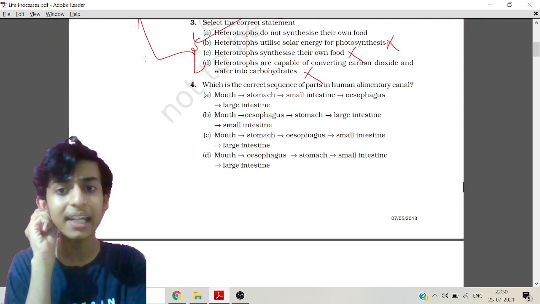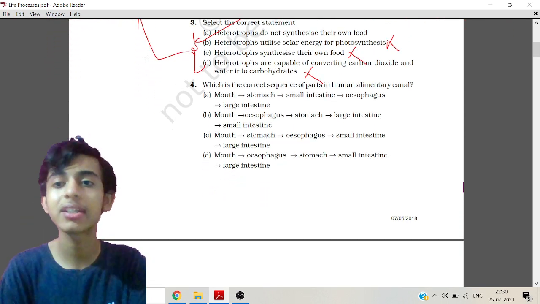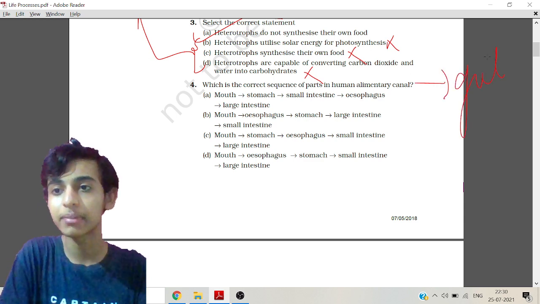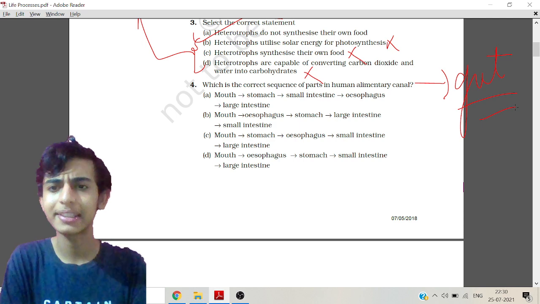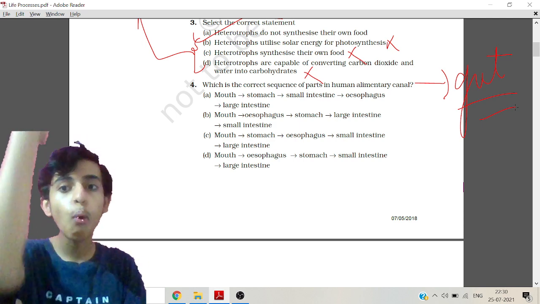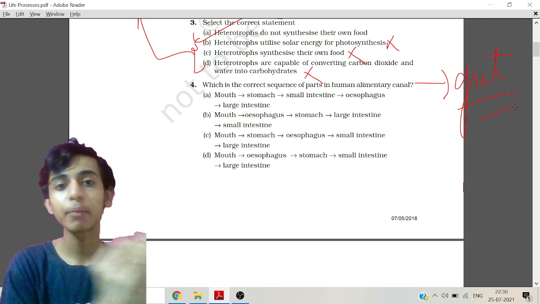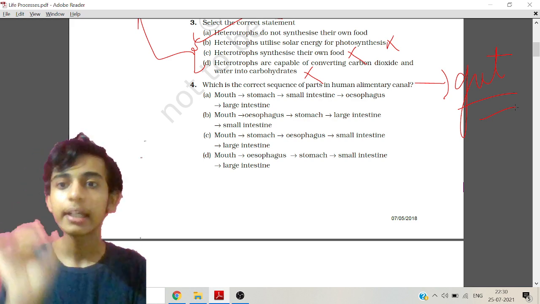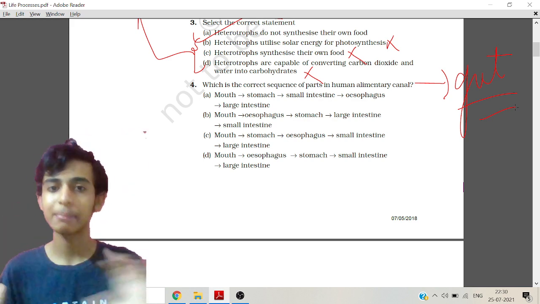Fourth question, which is the correct sequence of parts in the human alimentary canal? Alimentary canal is also known as gut. If in the exam this word gut comes, do not be scared. And the alimentary canal is the whole passage starting from your buccal cavity or mouth till your anus. Okay, the whole path is known as the alimentary canal.